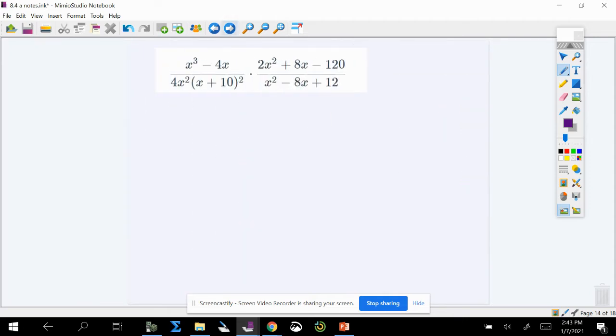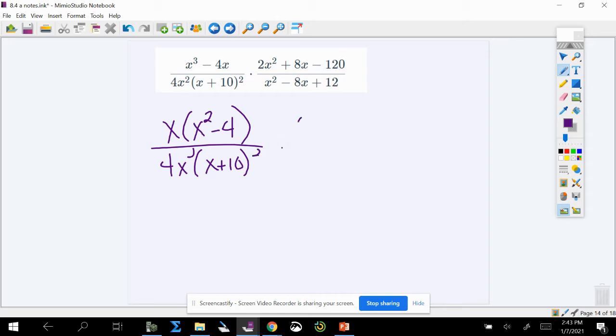This one, again, same idea. It's just a little bit bigger. If you felt comfortable with yesterday, today should feel good. You're just going to notice they get a little bit longer. So the first thing I can do with the very first numerator is take out an x, which leaves me with x squared minus 4. I can actually factor that even more. I'll do that in a second. I can't really do anything with the bottom, so I'm just going to write that as is.